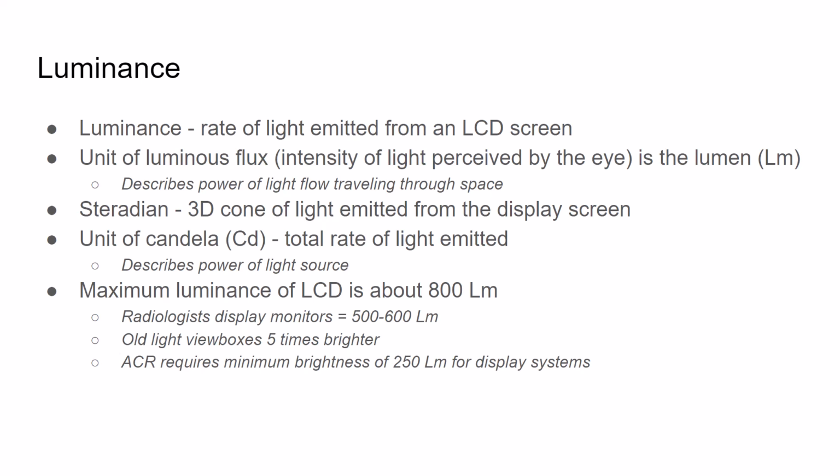Again, just reviewing some terminology here. The total rate of light emitted, which helps describe the power of a light source, is measured in a unit called candela. The maximum luminance of an LCD screen is about 800 lumen, and radiologist display monitors typically emit 500 to 600 lumen. Our old light view boxes we used to hang films on, like we have in the lab at school, are about 5 times brighter. The American College of Radiology requires a minimum brightness of 250 lumen for display systems.